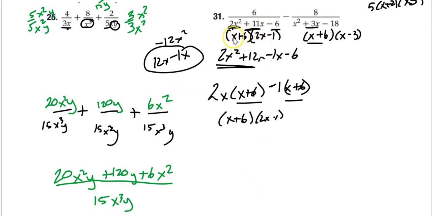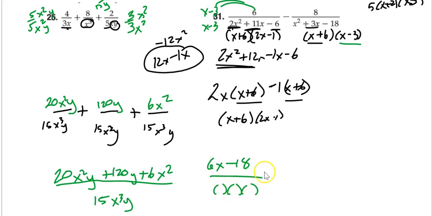So if we look at this side, I have x plus 6, 2x minus 1. The only thing I'm missing from this side is x minus 3. So let's multiply both top and bottom by x minus 3. I'm going to distribute right away. I'm going to get 6x minus 18 all over the bottom. I'm going to be lazy and just do this because I'm lazy.